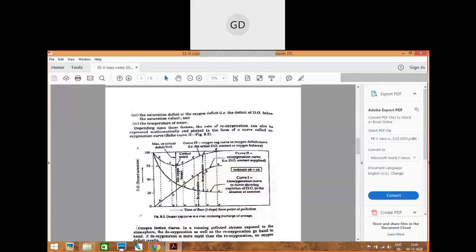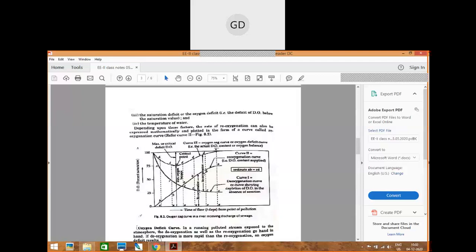So what do these three curves say? Number one curve, the one going down, is your deoxygenation curve, or the curve showing depletion of DO in the absence of aeration. Depletion of DO means DO is becoming nil, depletion means minus. Now the second curve gives your reoxygenation curve, that is the DO content supply, how much DO you are supplying.